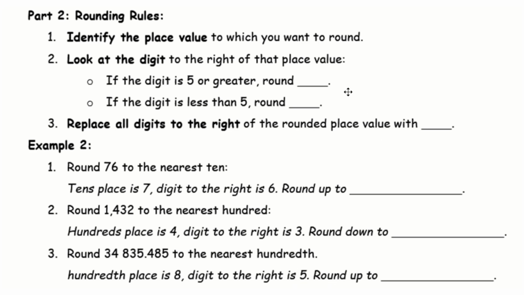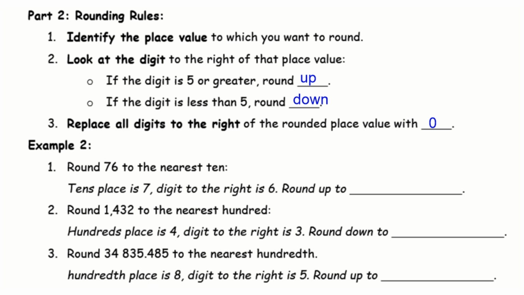Round up means we add 1 to the number at the place value. If the digit to the right of the place value is less than 5, then we round down. Round down means we don't change the value at the place value. The number at the place value stays the same. And after that, replace all the digits to the right of the rounded place value with 0. And if it's after the decimal, then we don't have to write the zeros. So now we are going to see the examples.